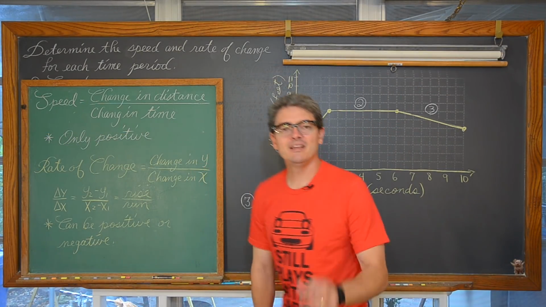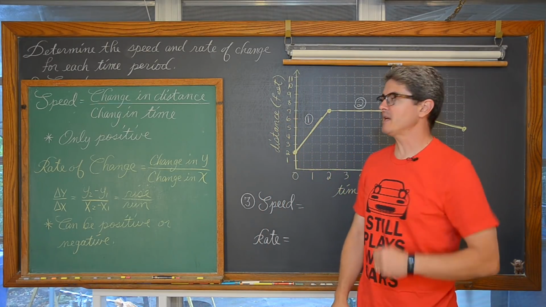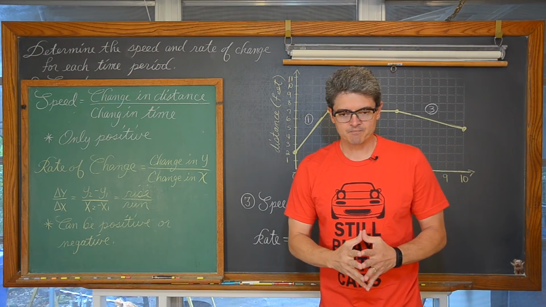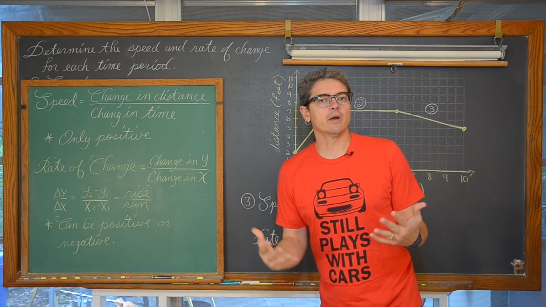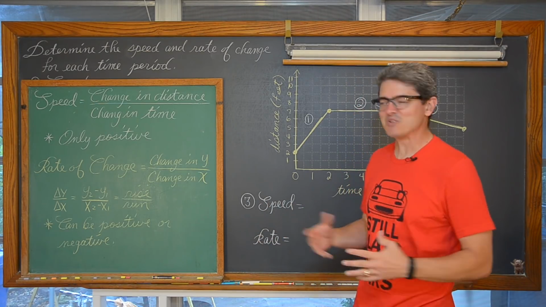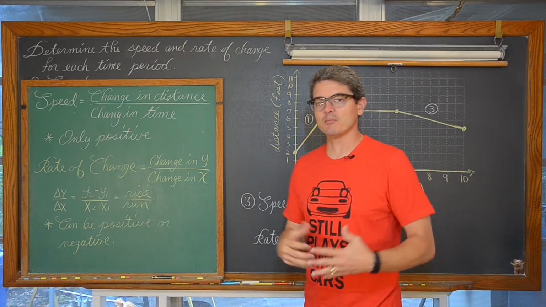Mr. Tarrou, in this algebra lesson, we're going to be looking at 4 examples involving the difference between speed and rate of change. They're basically just another way of saying slope, but we're going to be calculating this slope in a word problem scenario.